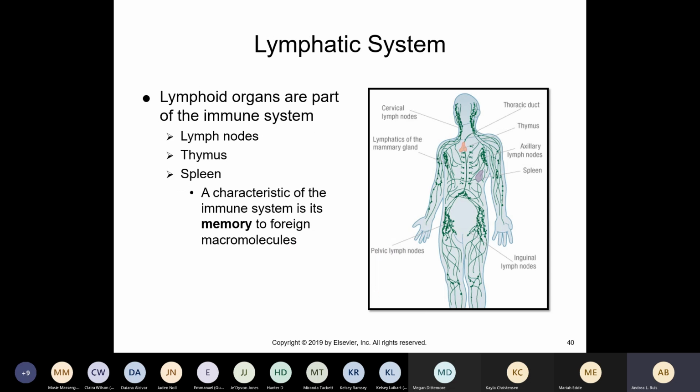Lymphatic system, we've already talked about. Lymph nodes, thymus, and spleen. It is characteristic of the immune system. It has memory to those foreign molecules or macromolecules that enter our body so that we can fight them when we see them again.